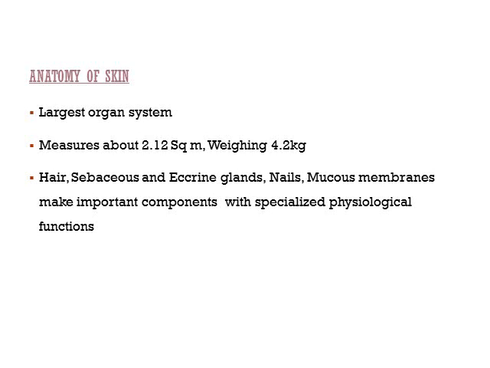So coming to anatomy of skin, you all know it's the largest organ system of the human body, measuring about 2.12 square meter, and it weighs almost up to 4.2 kg. When we talk about skin, it includes hair, sebaceous glands, eccrine glands, nails, and mucous membrane. So we also deal with conditions related to hair and sebaceous glands. Sebaceous glands are those responsible for sebum production on our skin, which gives oiliness to the skin, and the eccrine glands are responsible for sweat production.